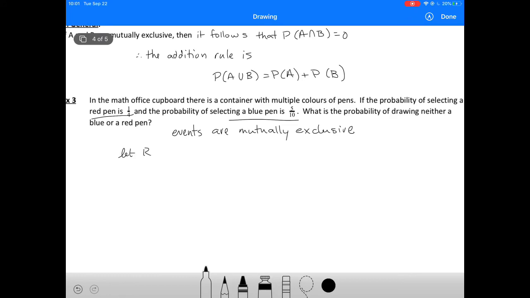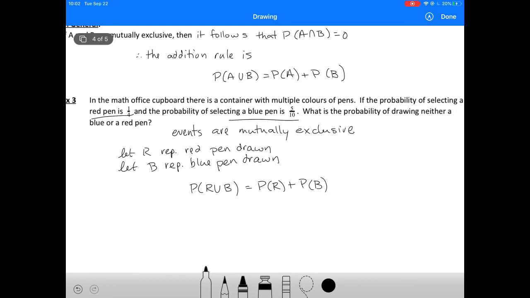Okay. So let's let R represent our red pen drawn, and let B represent the blue pen drawn. And so we can write our addition rule as the probability, no tails on your union symbol. Because they're mutually exclusive, this is what we can say about the probability of drawing, well, red or blue. So we've got 1/4 plus 5/12. Great, some fraction work. When you add those together, you should get 3/4.